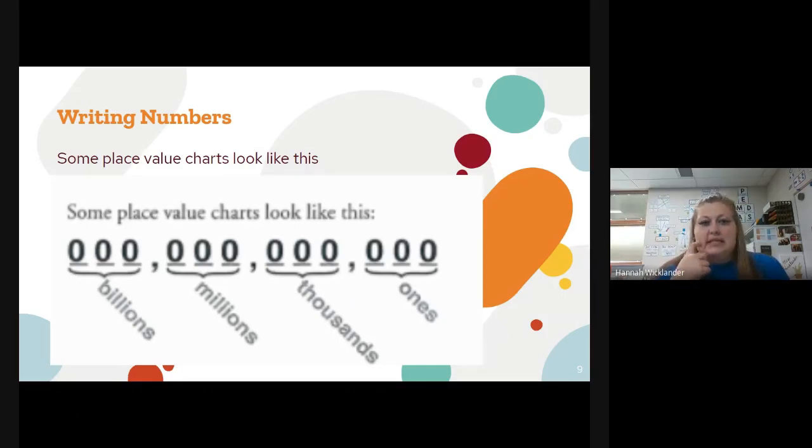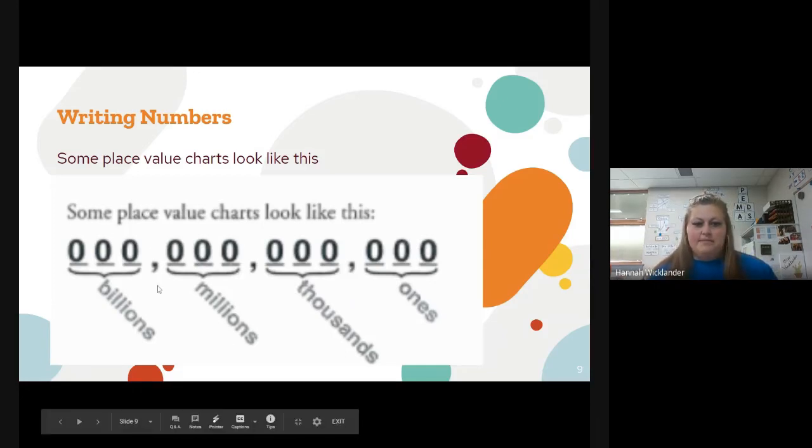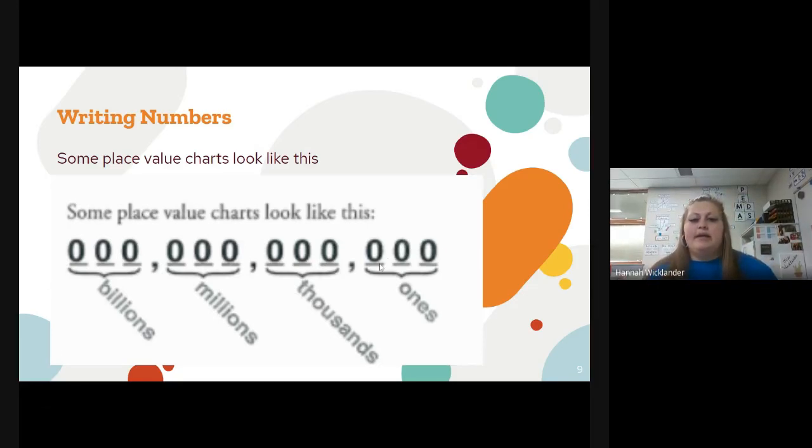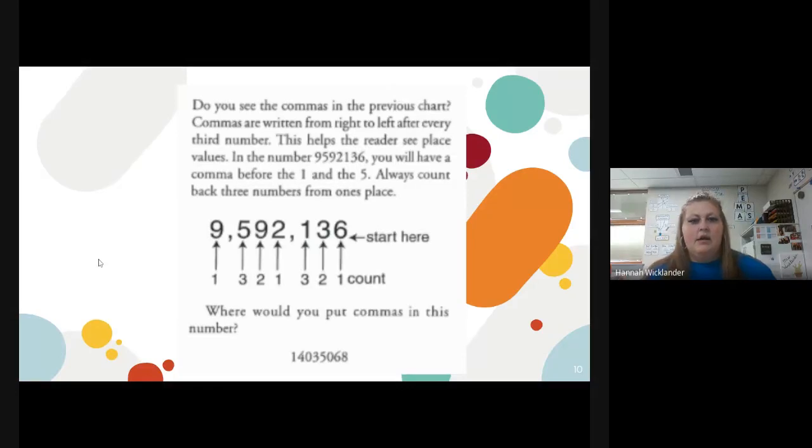So now this is lesson 1.6, writing numbers. Some place value charts look like this, with commas instead of the bars, like before. Each set of 3 is kind of a place. The first one is the ones, then the thousands, the next one is the millions, and then the billions. The commas are written in the previous chart from right to left after every third number. This helps the reader see place values.